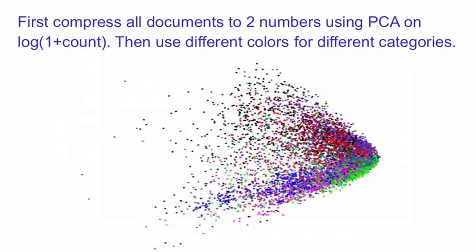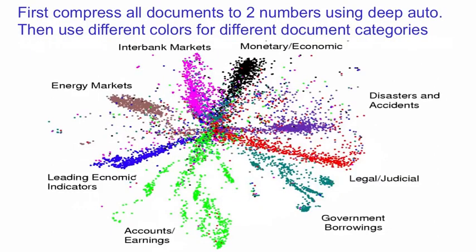Then we did the same thing by using a deep autoencoder to reduce the documents to 2 numbers, and again, plotting the documents in a 2-dimensional space using those 2 numbers as the coordinates. And here's what we got. It's a much better layout. It tells you much more about the structure of the dataset. You can see the different classes, and you can see that they're quite well separated. We assume that the documents in the middle are ones which didn't have many words in them, and therefore it was hard to distinguish between the classes.